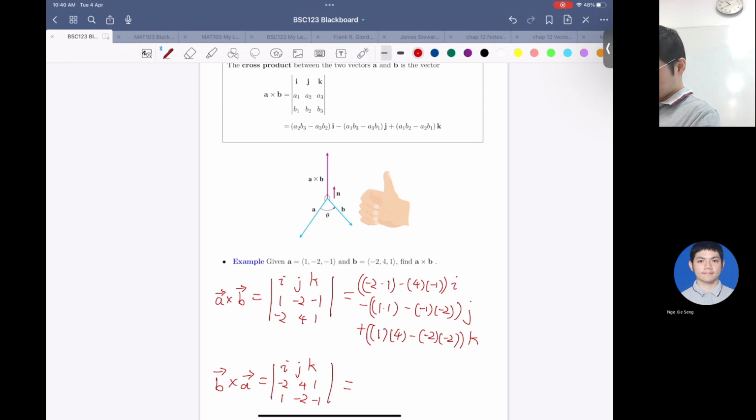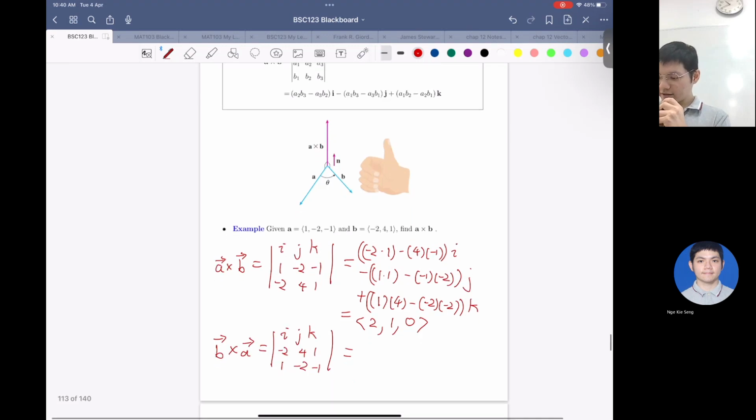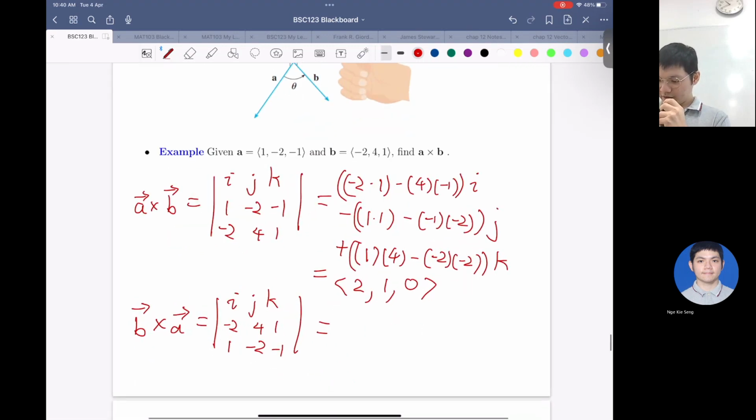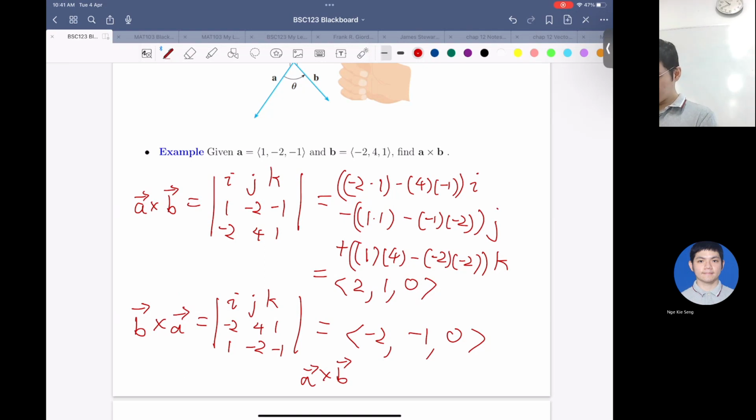Yeah, just write out the formula for the first one. Can anyone tell me what you get for A cross B? 2, 1, 0. Good. How about B cross A? Have you done? -2, -1, and 0. Yeah, if you go do it, it's -2, -1, and 0. And what can you see? Yes, so A cross B and B cross A are the negative of each other.